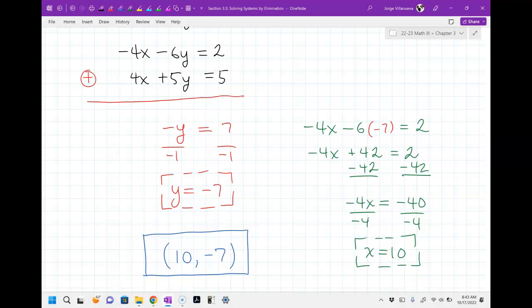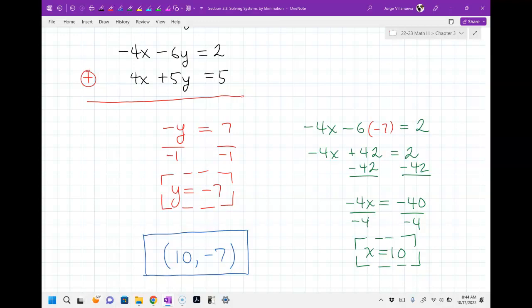Who cares? I always pick the one that looks easiest. Maybe I would have picked the bottom one, because there are no negatives there, but it doesn't matter. Just plug it in. That's what I did. I put negative 4x minus 6 times negative 7 equals 2. Negative 6 times negative 7 is a positive 42. We move the 42 over to the right side.